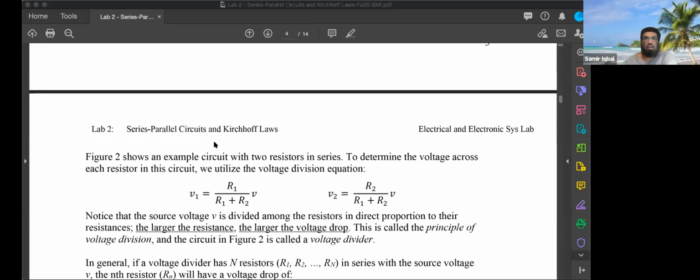So we take the total resistance, and for the particular resistance that we are interested in, we find its ratio with respect to the whole and multiply it with the source voltage, and that gives me the voltage drop across that particular resistance, right?